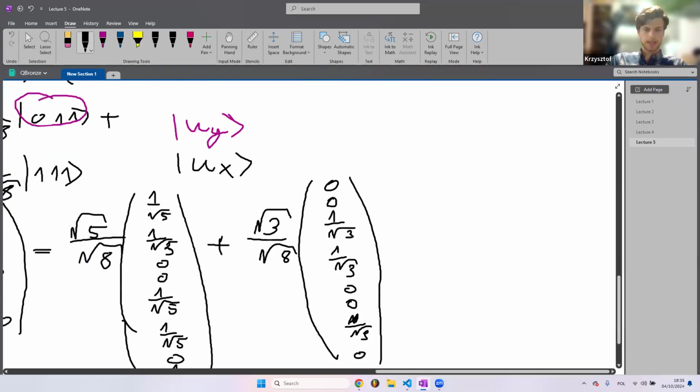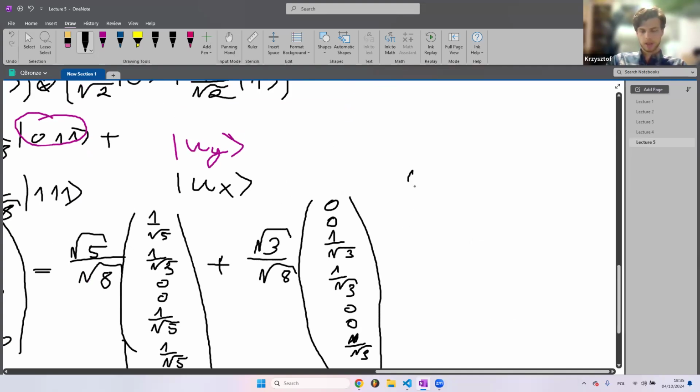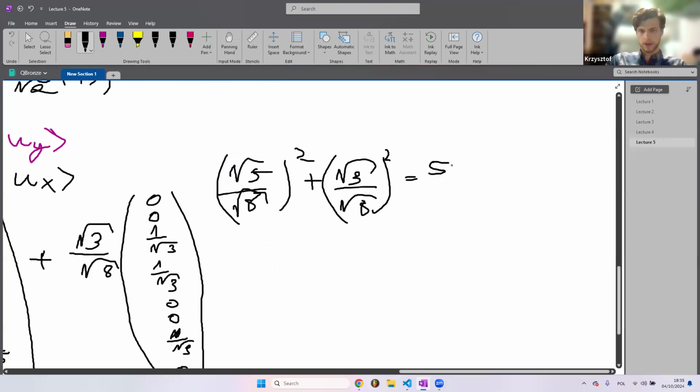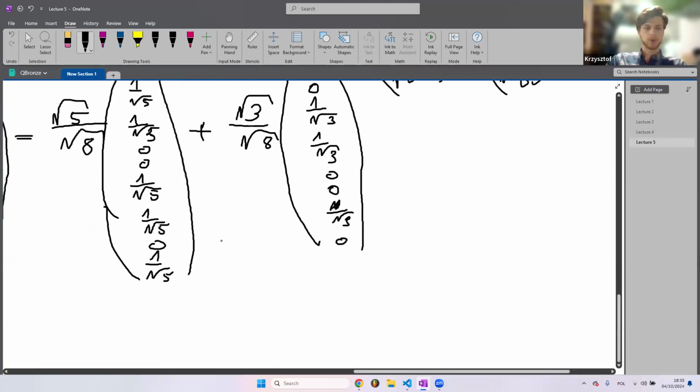Okay, so now you can check that the square root of 5 over 8 squared, plus the square root of 3 over the square root of 8 squared, will give us (5 plus 3) over 8, which is equal to 1. So this is our proper quantum state. And now I will label this as the unmarked vector. And this will be our marked vector.